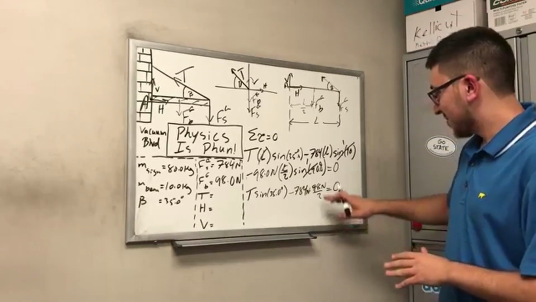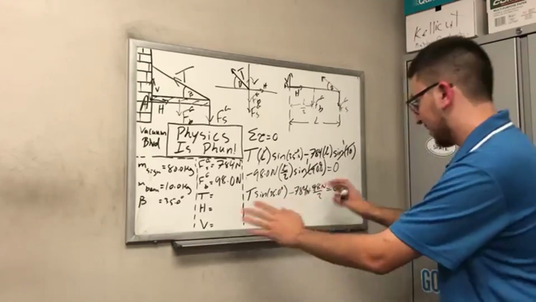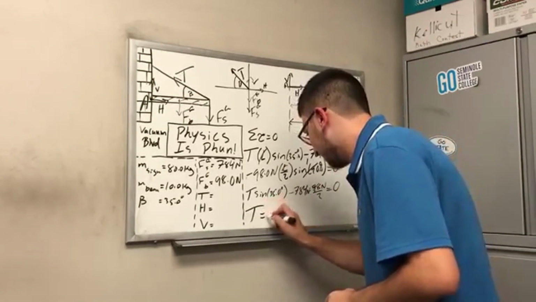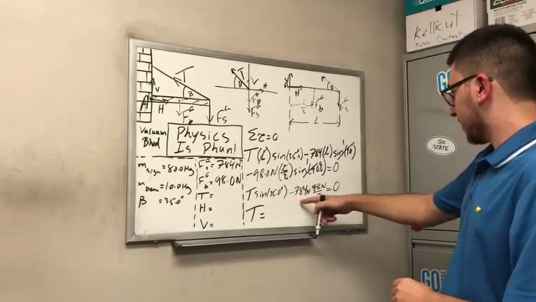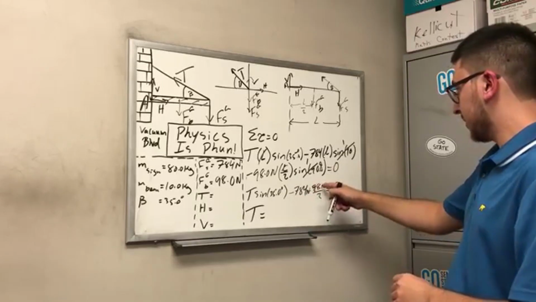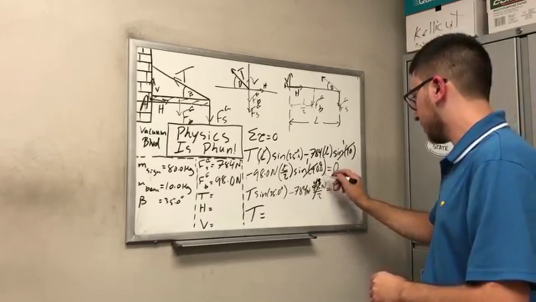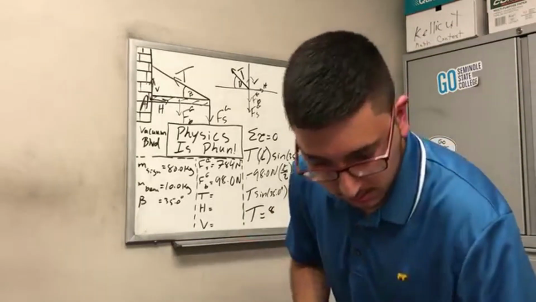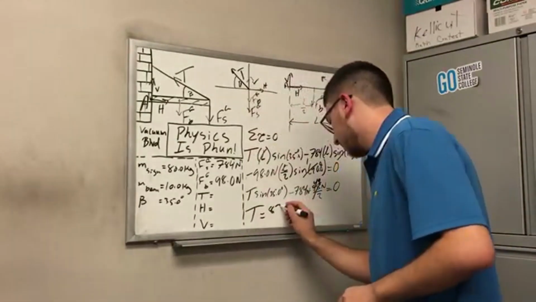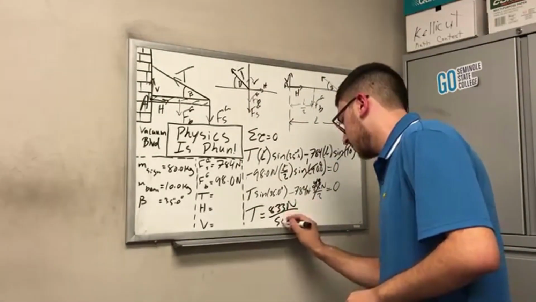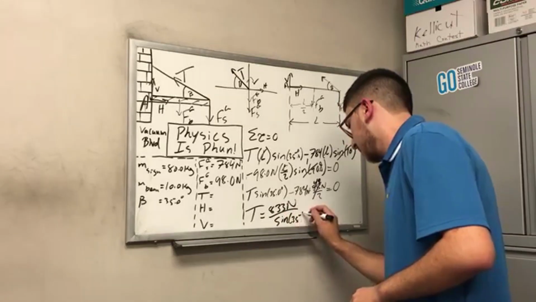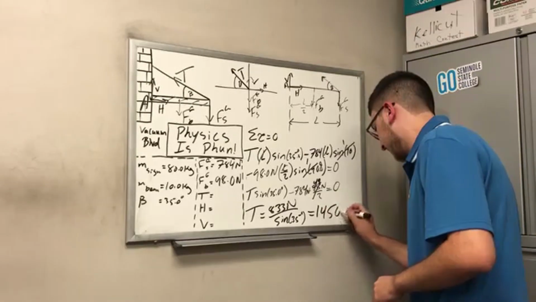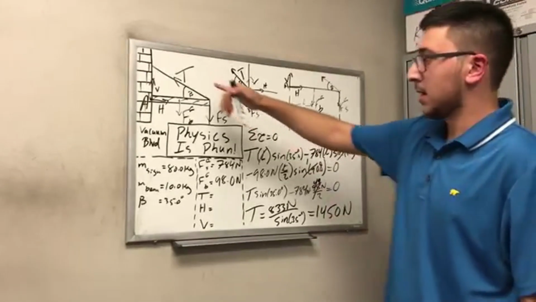All right. So now we have one variable, and the rest we can just solve for. It's T. Still simple algebra. So T is 784, we're going to move it to the other side, and 98 over 2, that's 49. So adding those together, that will give us 833 newtons over sine 35. And our T is 1450 newtons. So that's the force of the tension.